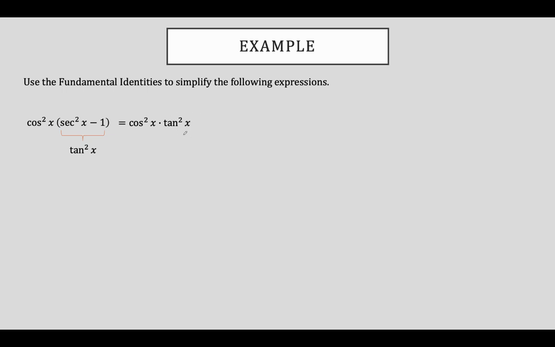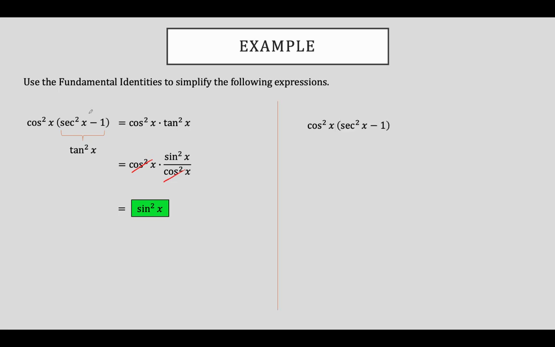Well, we've got tangent squared x. Tangent can be written as sine over cosine. Therefore, tangent squared x is the same thing as sine squared x divided by cosine squared x. And this helps me out because now I can cancel out my cosine squareds, leaving me with sine squared x for my final answer. All right, let's look at another one here.